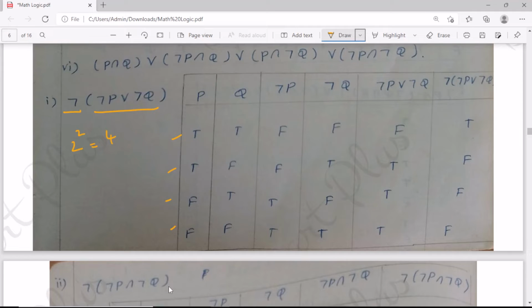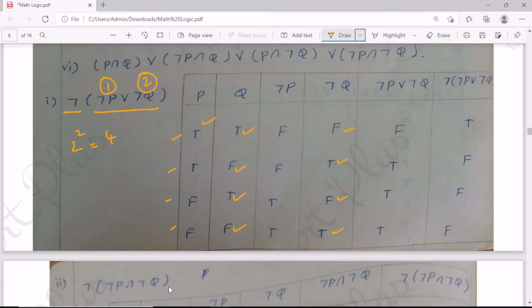What we are going to do next is first find negation P. So negation P is nothing but, if P is true, it means false, true means false, false means true, false means true. So after finding negation of P, next calculate negation Q. In Q we have, true means false, false means true, true means false and false means true, that is the opposite.